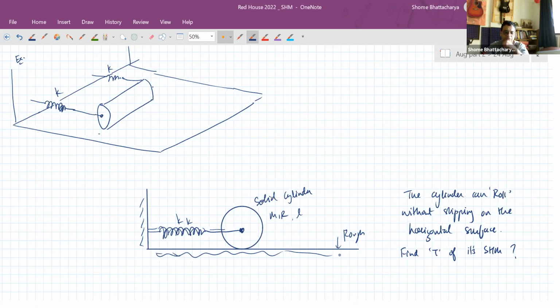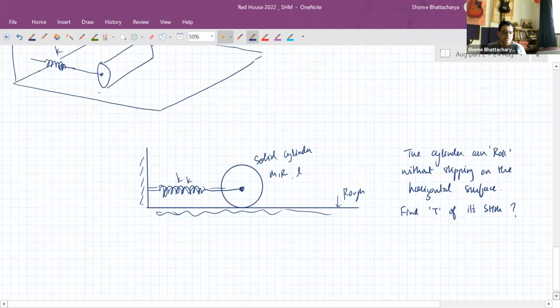But much more convenient will be to use the fact that rolling friction does not do work. So as long as this object is rolling on the ground, if you take the two springs plus the cylinder as a system, then its mechanical energy is conserved. So write the conservation of mechanical energy equation, and you'll see it's an SHM equation in energy terms, and differentiation of it will give you the SHM condition that d2x by dt square is minus omega square x. So that is going to be the preferred method in this type of problem.